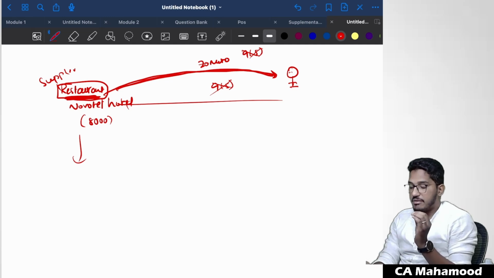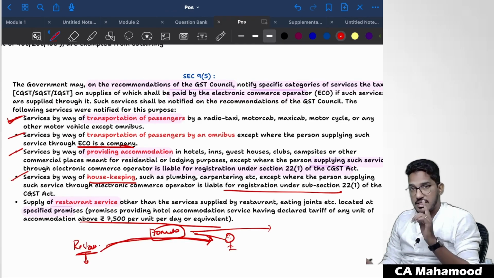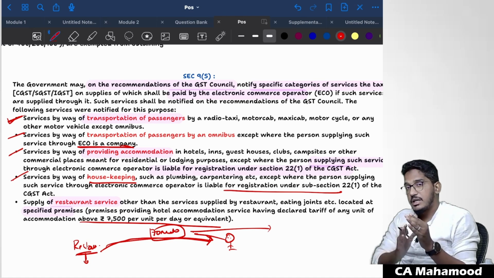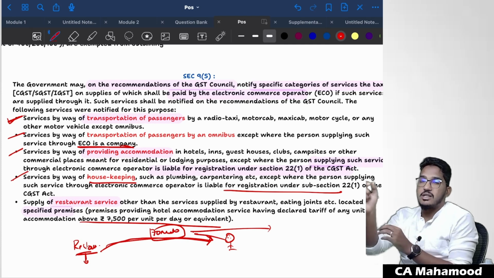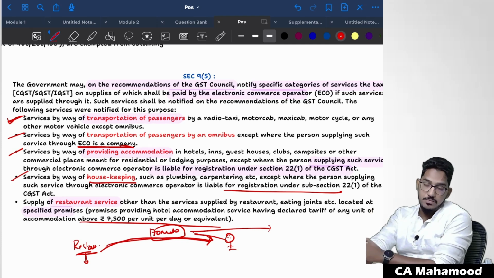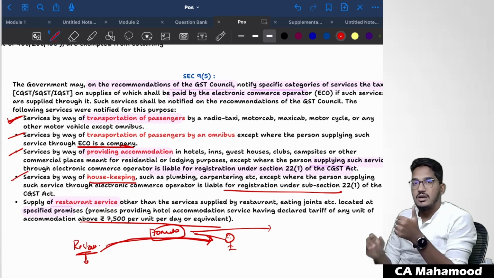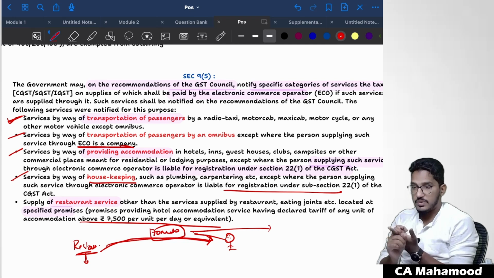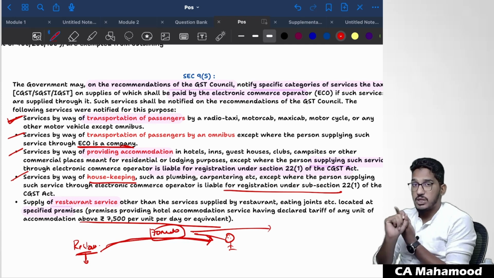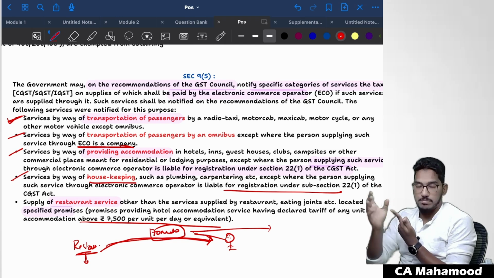So these are the 5 kinds of services given under 9 subsection 5, where if these services are provided through the e-commerce operator, the supplier will not pay the GST to the government. The e-commerce operator only is required to pay the GST amount to the government. So what are those 5 services? Number 1, transportation of passengers by radio cab, radio taxi, motor cab, maxi cab, or any other vehicle except omnibus. Number 2, services of transportation of passengers by an omnibus when provided by a person other than a company.